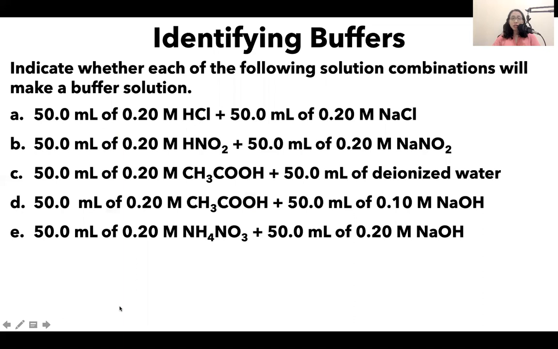So here is a very short exercise. With what I have discussed so far, you should be able to identify buffers. The answers to these items will be in a separate video. So you answer them on your own and then check out the video for the answers in this short exercise.